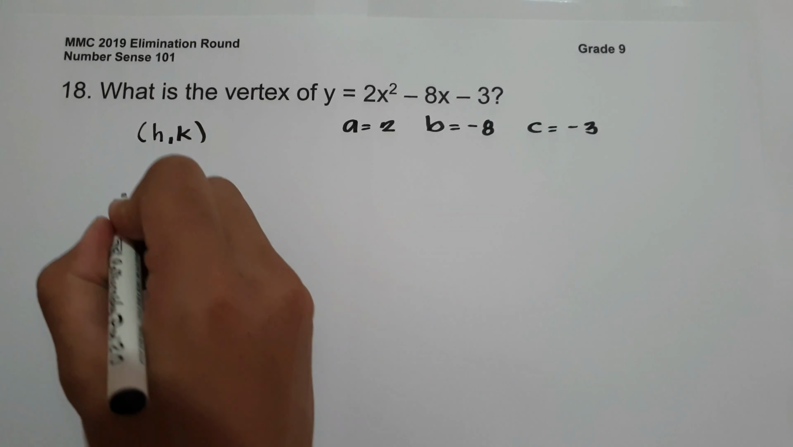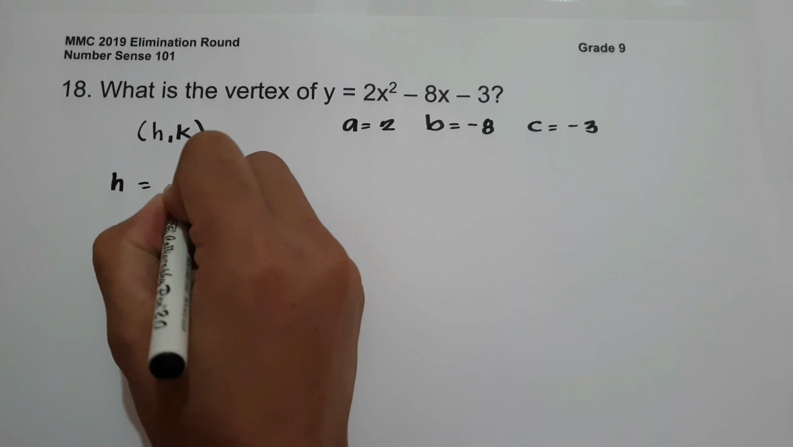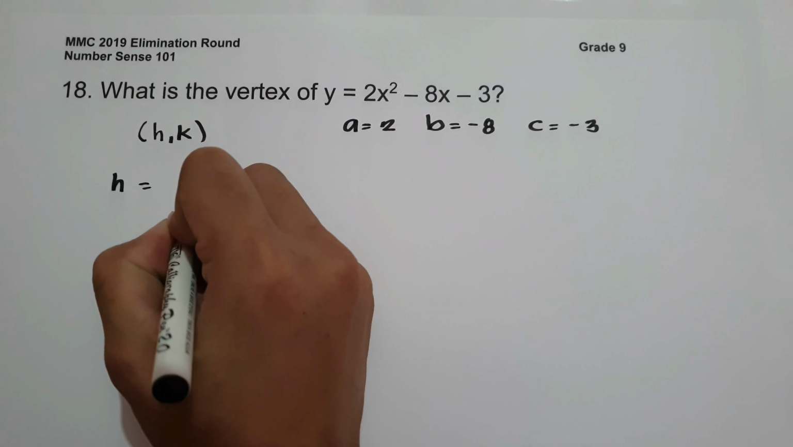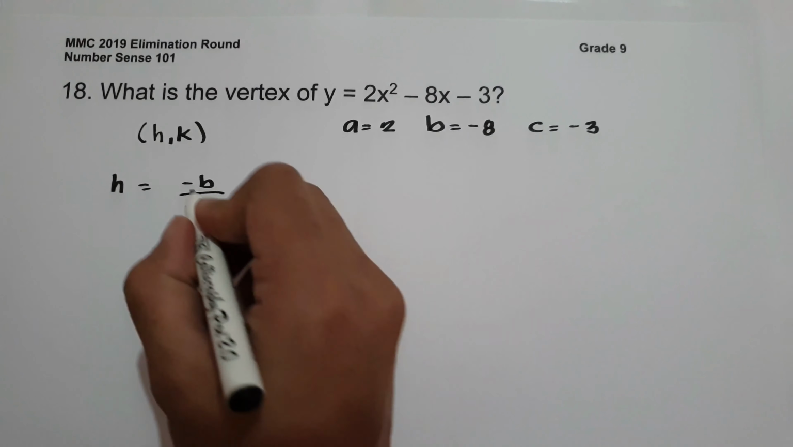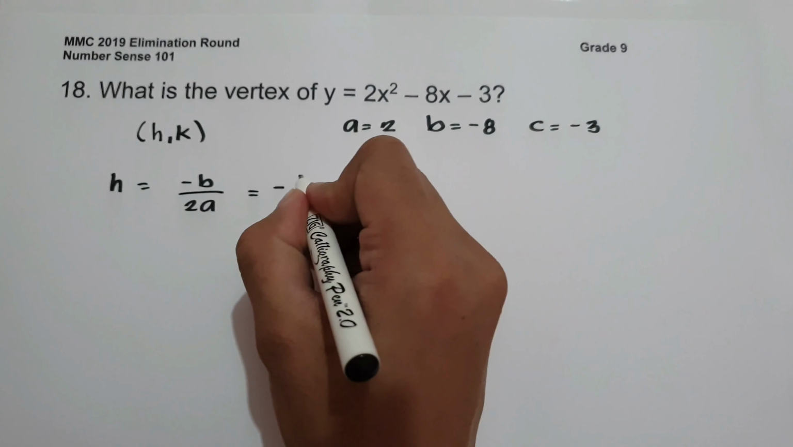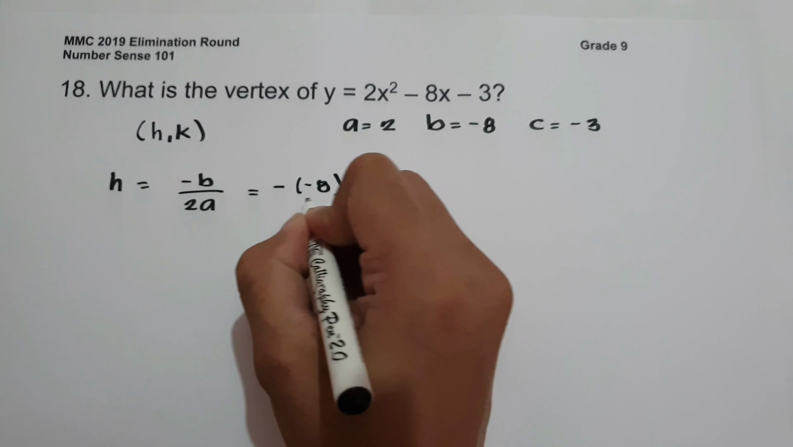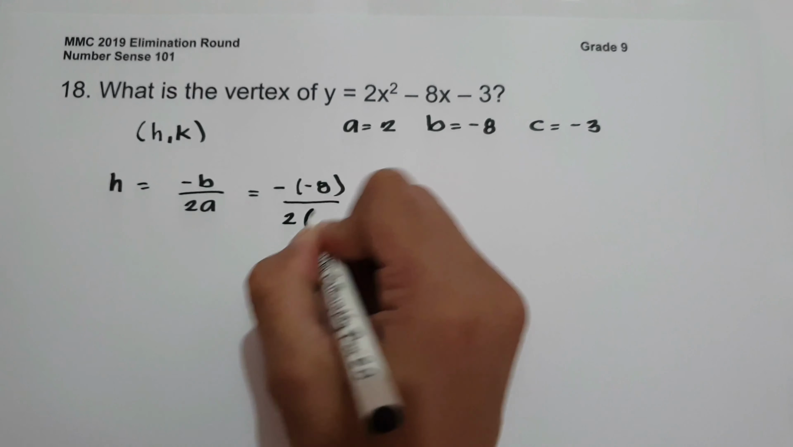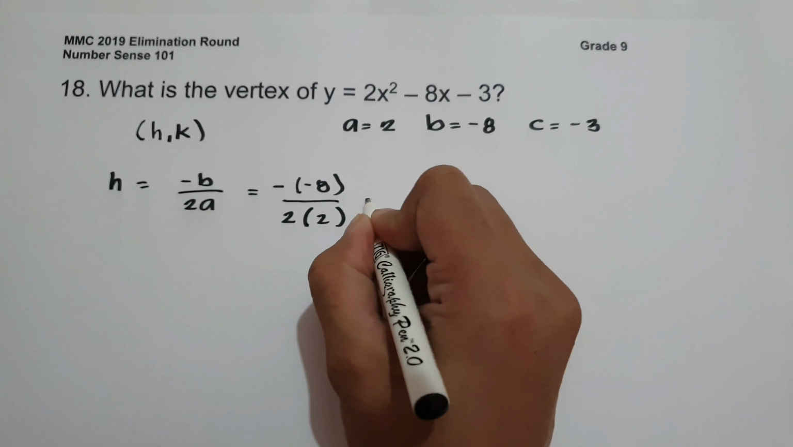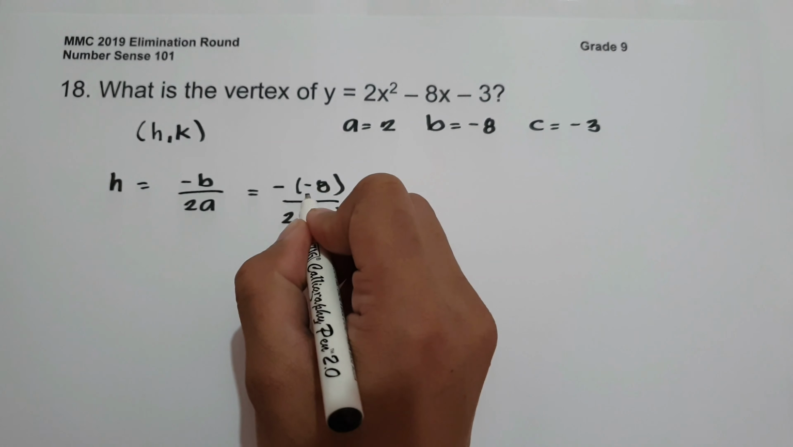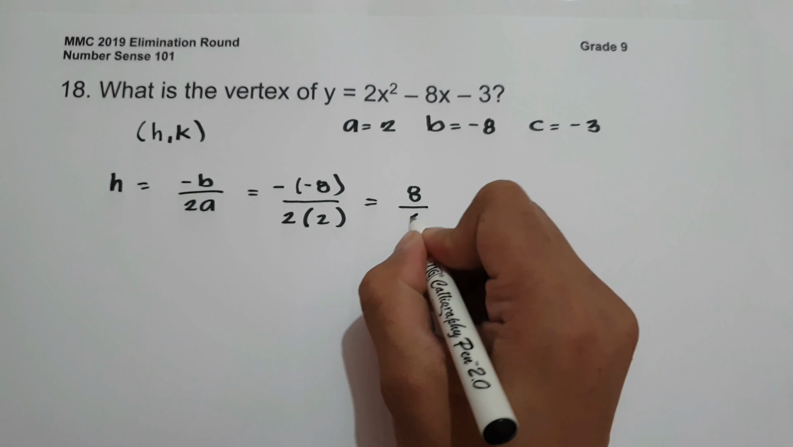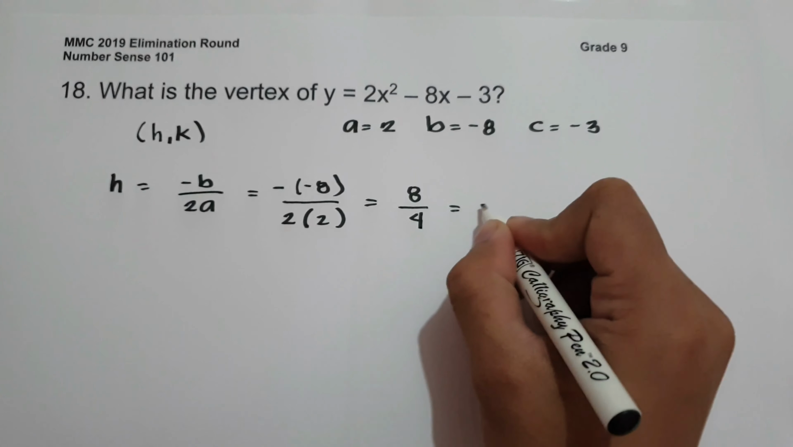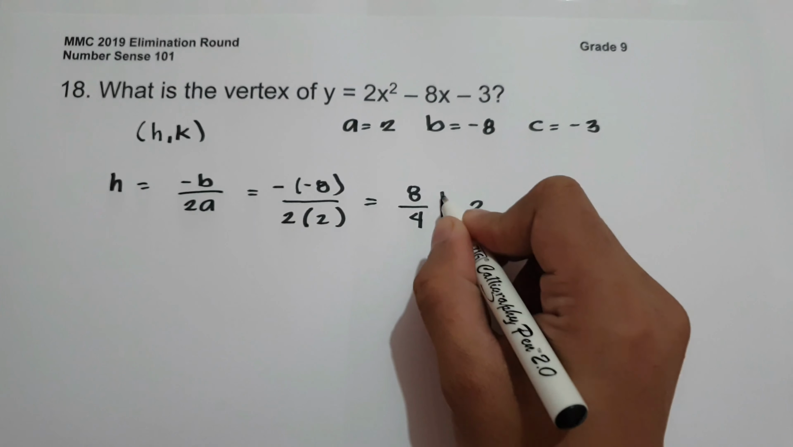To find the value of h, we are going to have negative b over 2a. Let us substitute the value of b and a. Since we have negative, the value of b is negative 8, divided by 2 times the value of a, that is 2. So we have negative multiplied by negative 8, that is positive 8, divided by 2 times 2 is 4, and 8 divided by 4, that is 2. And this will be the value of h.